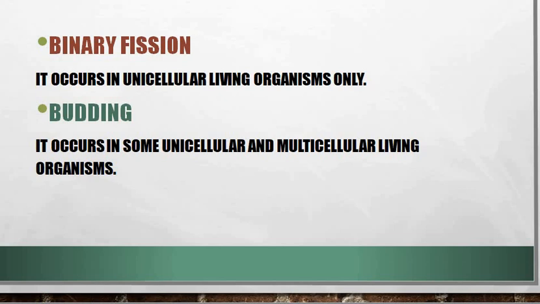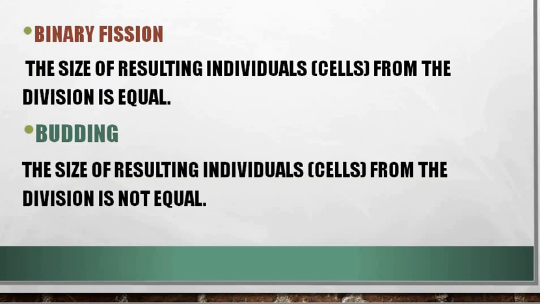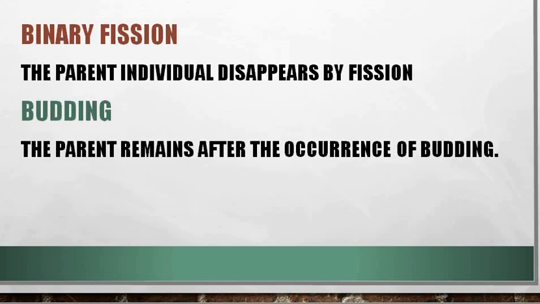Binary fission, we can compare between it and budding. Binary fission occurs in unicellular living organisms only, but budding occurs in unicellular and multicellular living organisms. Also, in binary fission, the sizes of the resulting individuals from the division are equal. In budding, the sizes of the resulting individuals from the division are not equal, one is big and the other small. In binary fission, also, the parent individual disappears by the fission. It's a very important point here, but in budding the parent remains after the occurrence of the budding.